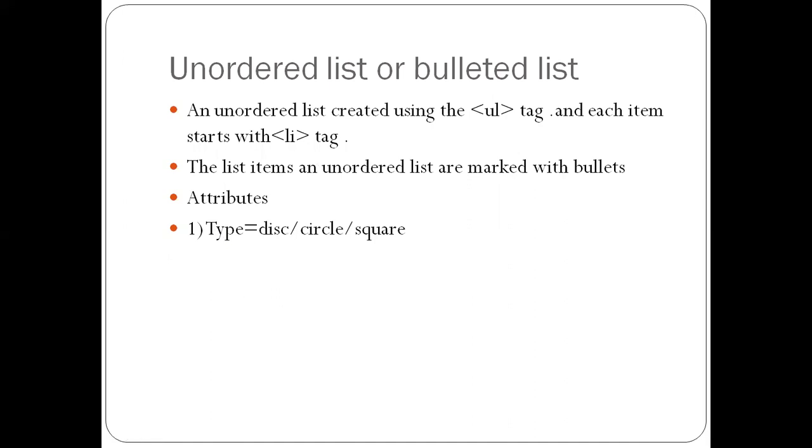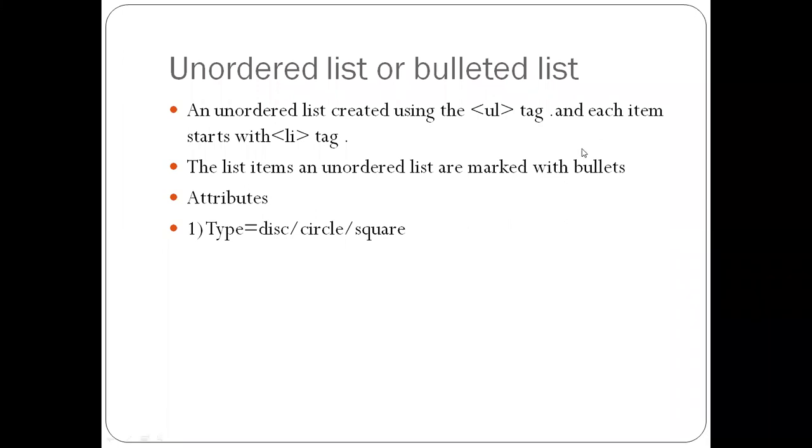Next type, unordered list or bulleted list. An unordered list is created using UL tag, and each item starts with LI tag. Okay, unordered list is created using UL tag. U stands for unordered, L stands for list. If you want to display your list on a web page in bulleted format, you have to use UL tag. If you want numerical or alphabetical format, use ordered list, OL.